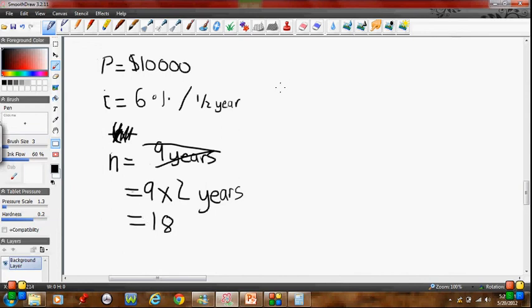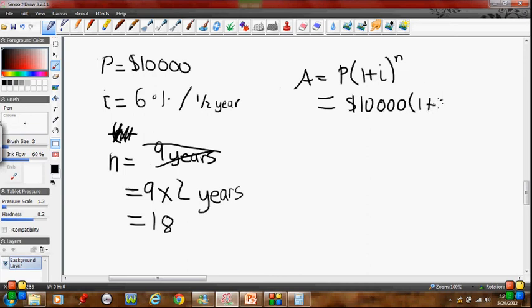So let's just whip up our handy-dandy formula here. Amount is equal to principal times 1 plus interest rate to the power of n, the number of compounding periods. And if we input our values, we get the principal is $10,000 multiplied by 1 plus 0.06 to the power of 18.